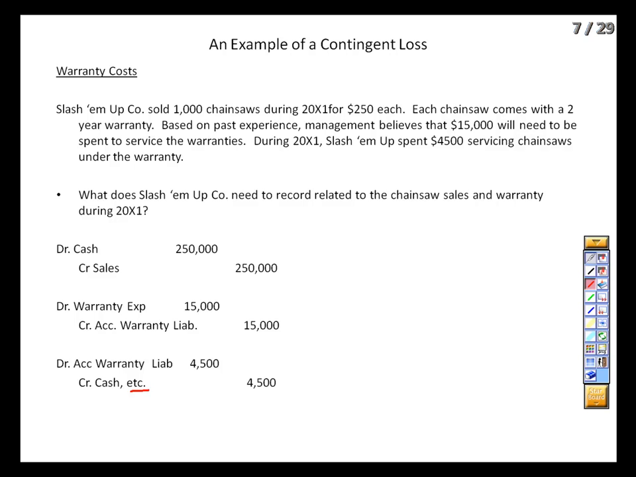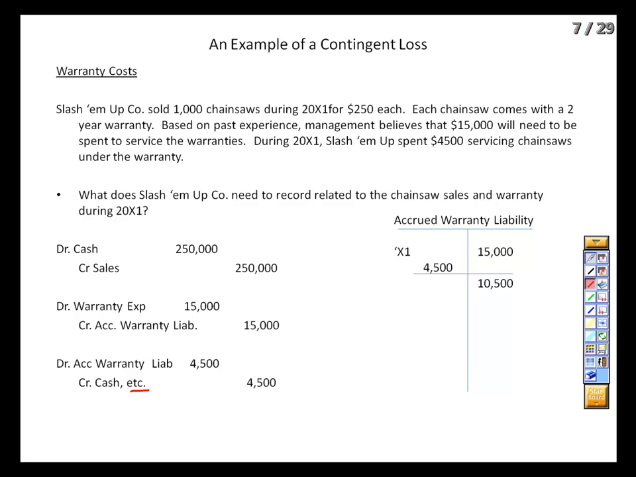Let's take a look at our accrued warranty liability T account, and let's book our $15,000 in 2000 X1 and do the service in X1. So at the end of 2000 X1, what do we have on the balance sheet? $10,500 of liability. We thought we owed our customers $15,000, and we've begun to make good on that promise, but we expect to have to keep writing checks for another year and a little bit. And this is of course subject to change.